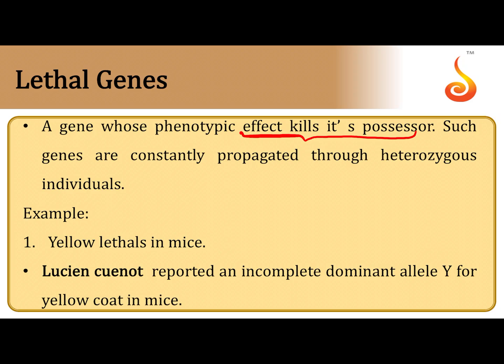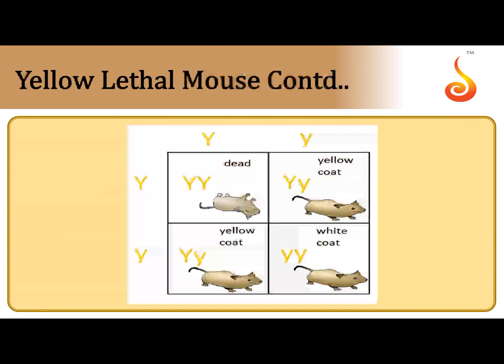The best example for lethal genes has been reported by Lucien Cuénot in the yellow lethal of mice, which is actually a gene which controls the coat color, the color of the fur on the body of the mice. So let us see the gene in the next slide. From this chart you can see that there are two versions of the gene. Let me consider this as the gene Y. There happens to be a dominant Y and a recessive y.